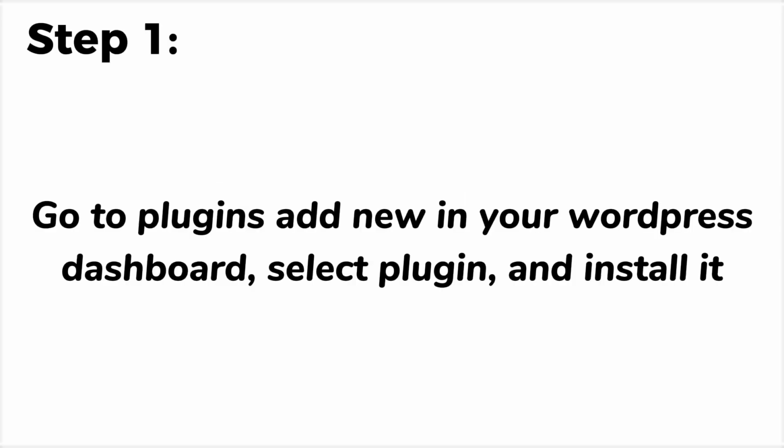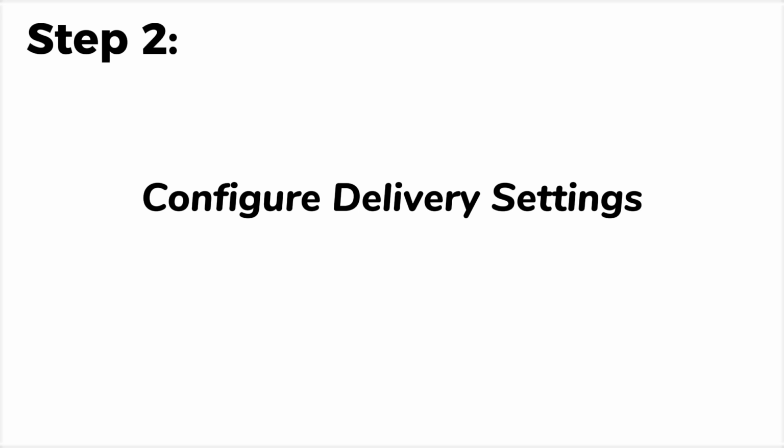First step is choose a delivery plugin. WooCommerce supports various delivery and shipping plugins to manage logistics efficiently. Choose one based on your needs. You can install it by navigating to Plugins, Add New in your WordPress dashboard, searching for the plugin, clicking Install Now, and then Activate.